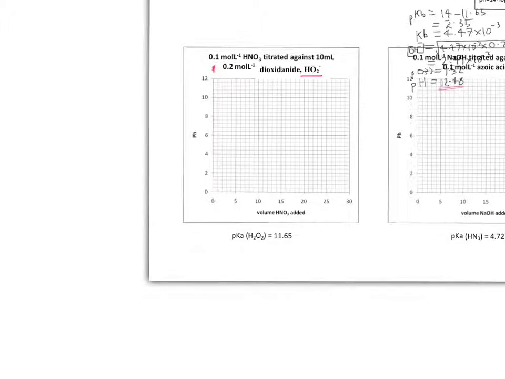Okay, so the equivalence point is at 20 millilitres. What that means there is that halfway to the equivalence point is going to be 10 millilitres. Sorry. So at 10 millilitres, we get the following situation.